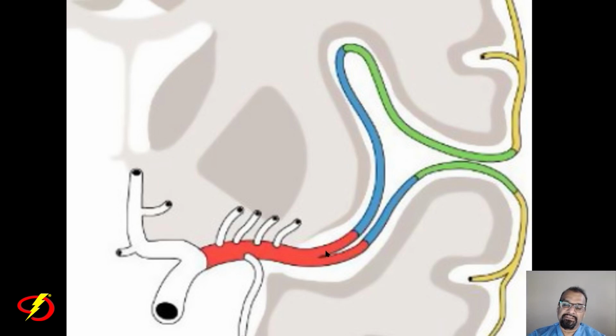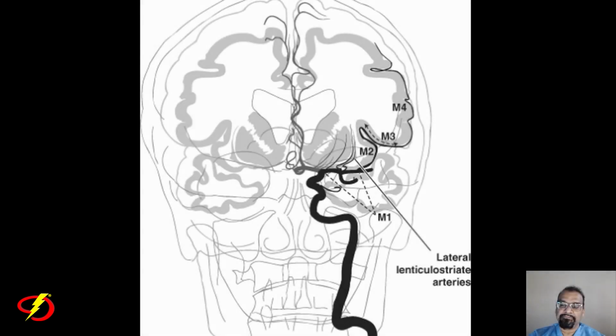Here's another image of this. This diagram's slightly wrong. I'll show you why in a second. This red segment's M1, but really M2 in blue should start right at the bifurcation. As it ascends around the insular cortex, these are M2 ascending branches. As it comes down the frontal operculum, these are M3 or opercular branches. And as this vessel extends out into cortex, these are M4 or cortical branches.